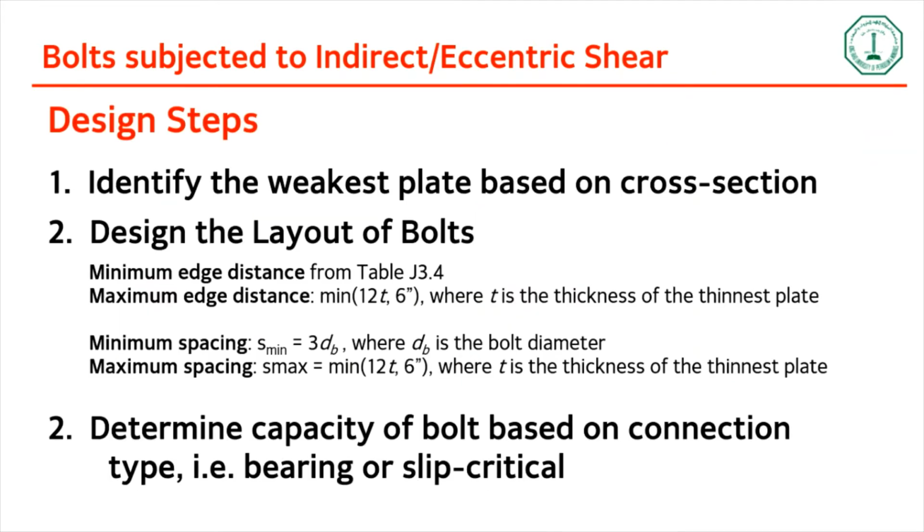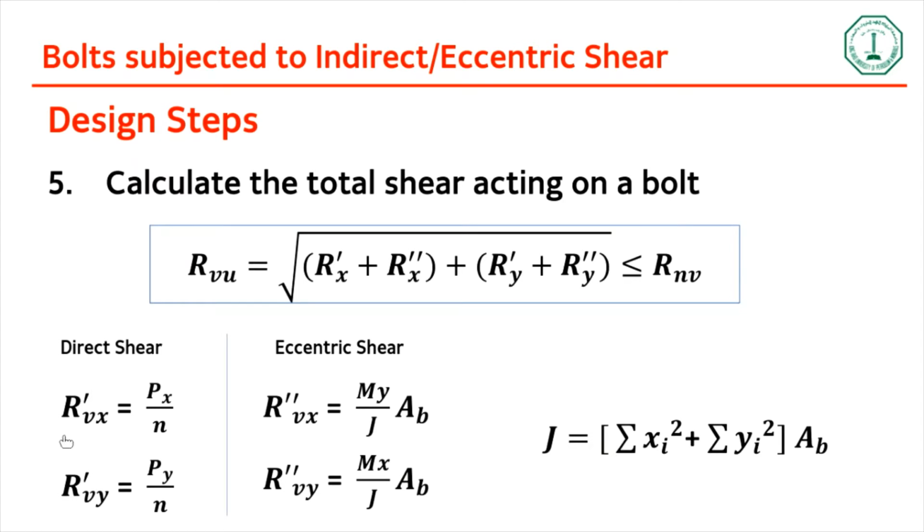Now, once that is done, you get the direct shear by Px over n, and the direct shear in the y direction, Py over n, and r is the shear due to the eccentric shear. So you have this particular equation, which is basically a derivation from your torsion, because it's Mr over J, and then J is calculated like this.